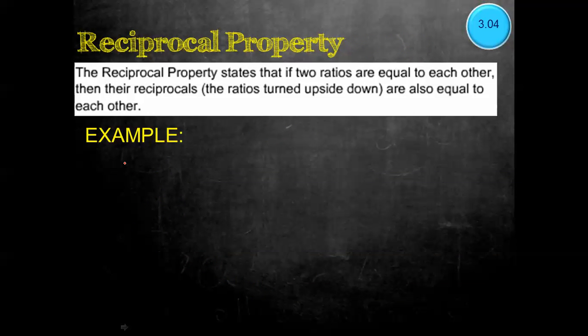The reciprocal property states that if two ratios are equal to each other, then their reciprocals, the ratios turned upside down, are also equal to each other. So what that's saying is that given that A over B equals C over D, we could also say that B over A equals D over C. So for example, just like that last example that I had there, 2/3 equals 10 over 15, we could also say that 3 over 2 equals 15 over 10.